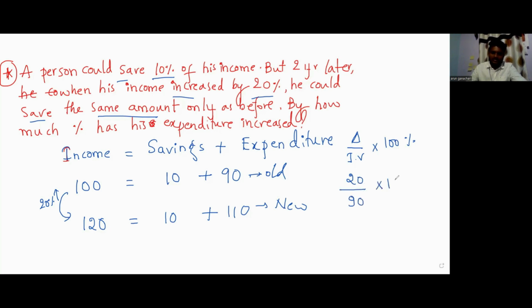90 into 100 percentage. So 0 and 0 get cancelled. What is 2 by 9? What is 1 by 9? 1 by 9 we discussed in the last class. It is 11.11. So 2 by 9 will be 22.22. Getting this, what we did here?